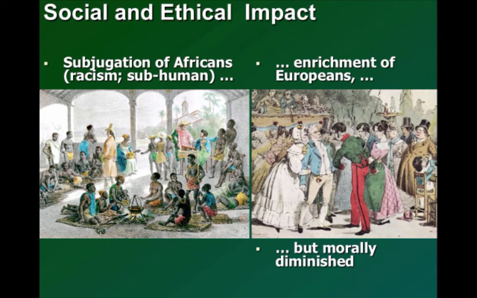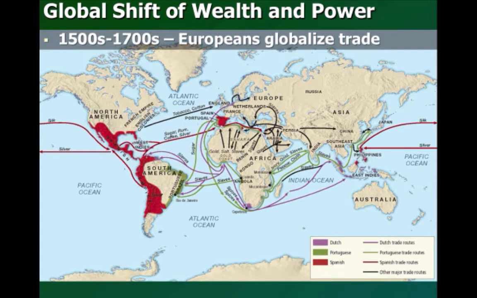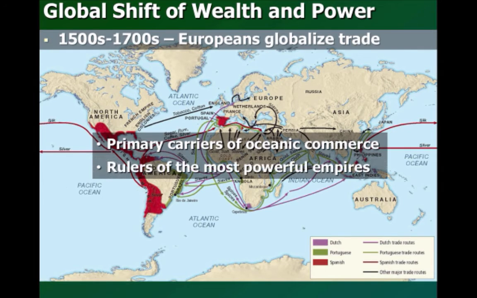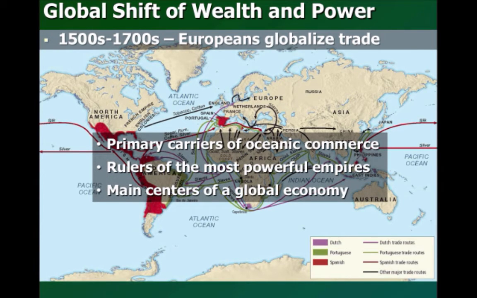From the 1500s to the 1700s, the Europeans globalized trade and spread their culture into Africa, the Americas, across Asia, and beyond. The shifting of trade to the Atlantic and around Africa diminished the importance of the Silk Road and the Trans-Saharan trade routes, weakening the Islamic and African empires respectively. Western Europe had become the primary carriers of oceanic commerce, the rulers of the most powerful empires, and the main centers of a global economy.